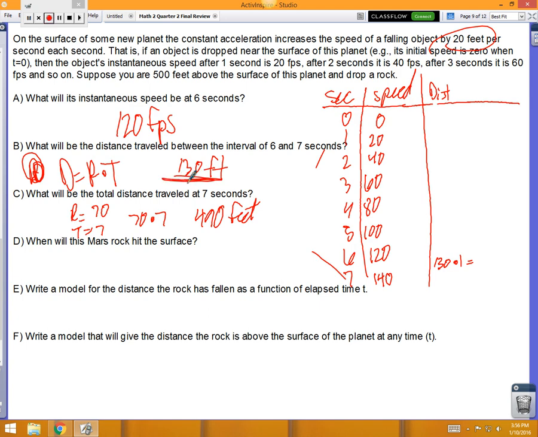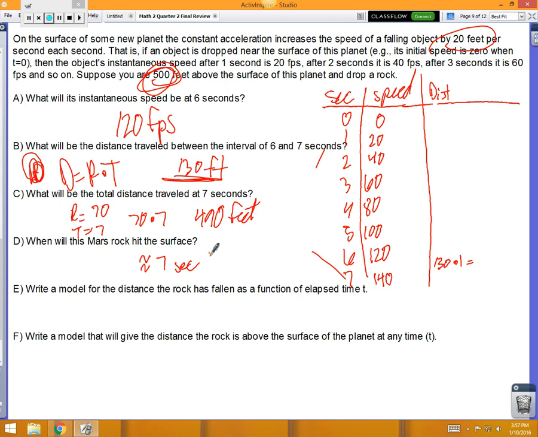Okay, when will this Mars rock, when will whatever planet we're on rock, hit the surface of that planet? Okay, we were at 500 feet, and at the 7th second we're at 490, so it's going to be approximately 7 seconds. It's going to be really, really close to 7. Somewhere between 7 and 8.